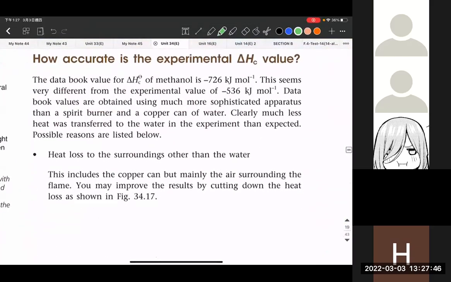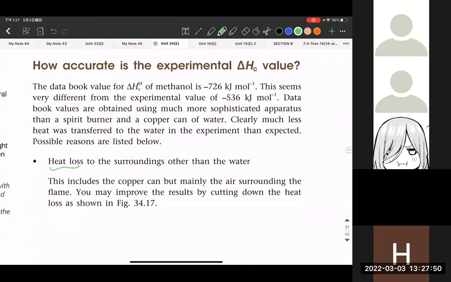Now, these two are the main ones, which we call the surroundings, right? The heat loss to the surroundings other than water. So you may find that copper can and also air. These two will also be taken into account in the heat absorption, so they will also absorb heat. So in physics, people will also take into account the heat capacity of the copper can in the calculations. In physics, you can also measure how much heat has been absorbed. You have to take this into account by including it in the calculations. But of course, in chemistry, we seldom ask you to do such calculations because not all students study physics.